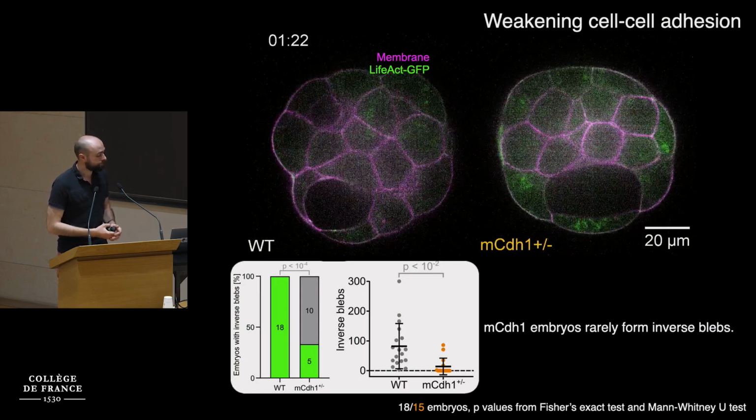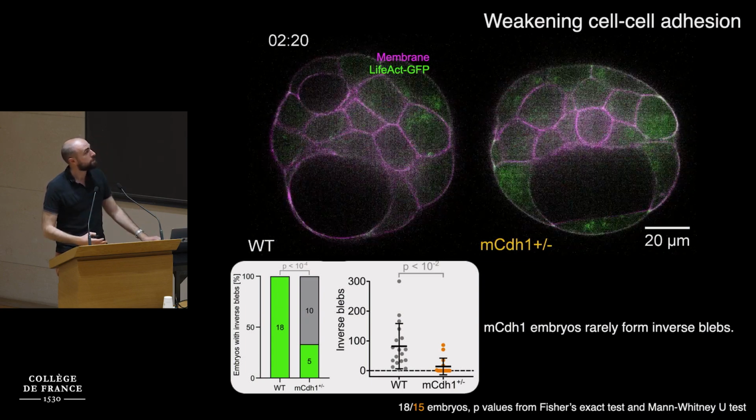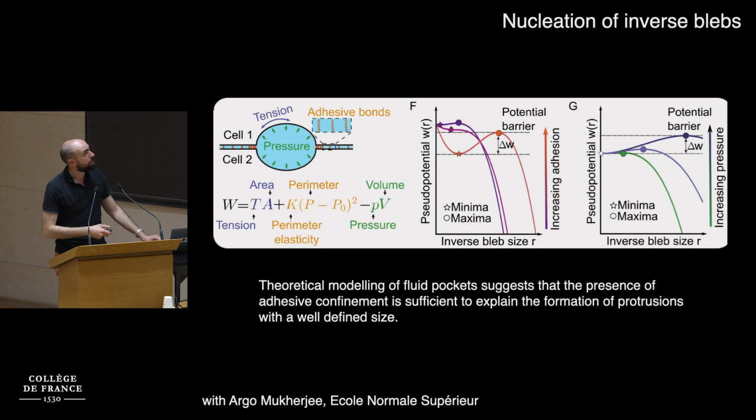And so this is our general hypothesis, and we discussed this with Argo Mukherjee, who is a theoretical physicist who could formalize all of this. And so we now have this model of the formation of fluid pockets. Here we have fluid which is confined between adhesive sites, which are in orange. And the size of this water pocket is going to be regulated by how much pressure in the fluid you have, how much confinement you have provided by adhesion, and also how much tension you have at the surface of the cell.